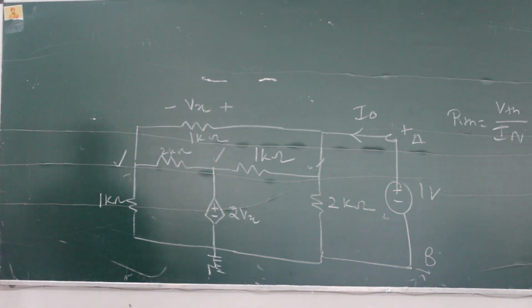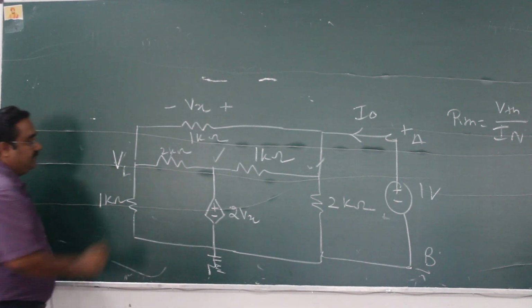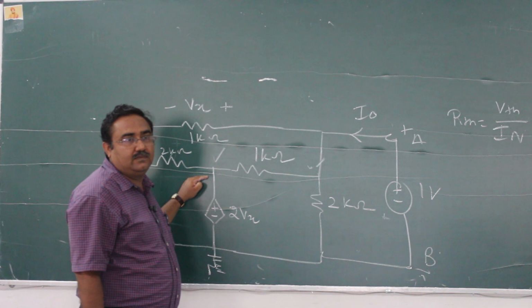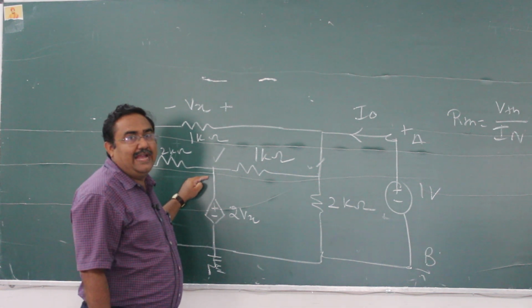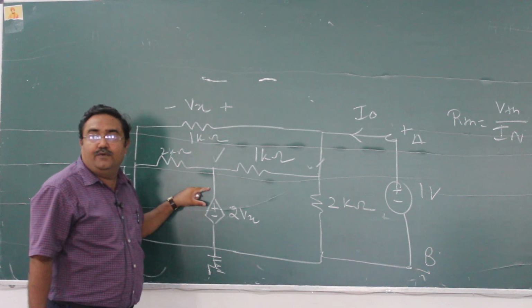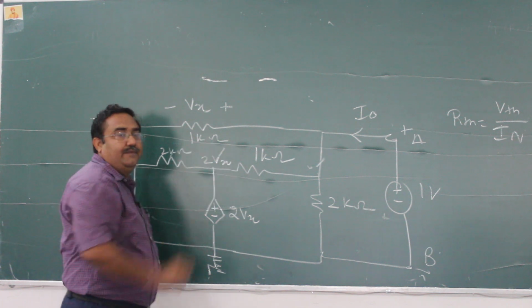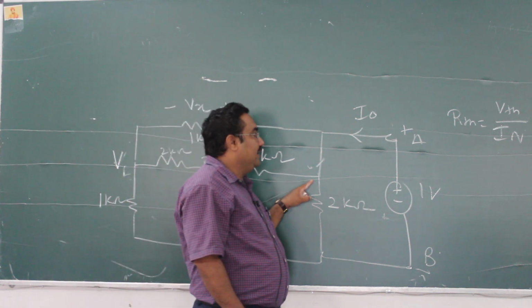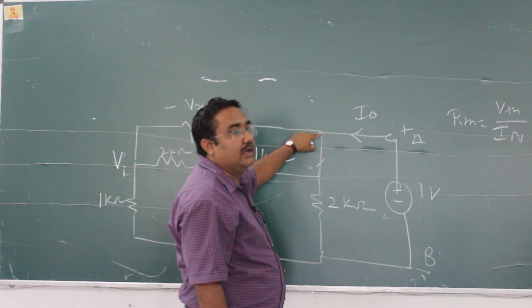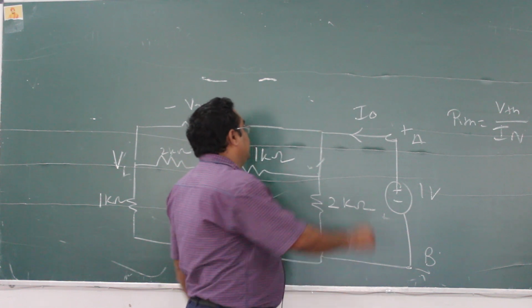Now I have to assign some variables to the remaining 3 nodes. Okay, let us assign this as V1. Now, should I assign any value to this? Should I assign V2 here? Or what should I assign? It is already known, how much is it? 2Vx. So this is 2Vx. Similarly, here do I have to assign any value? It is 1 volt.